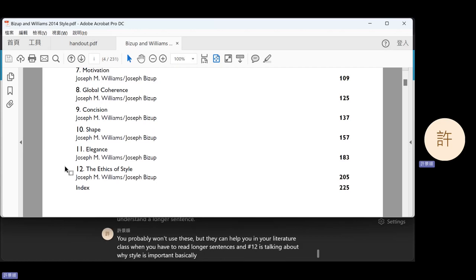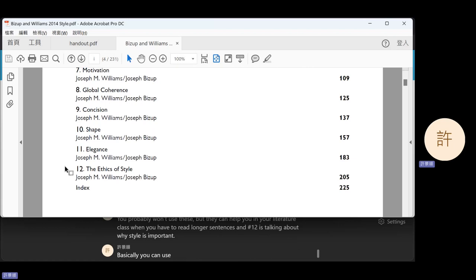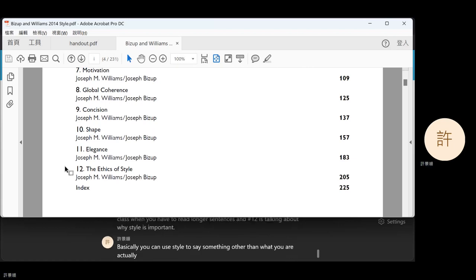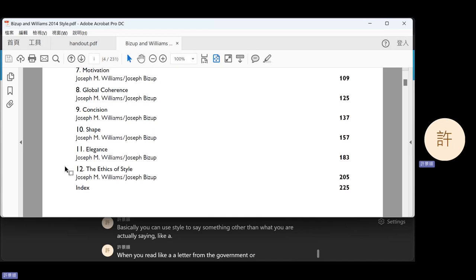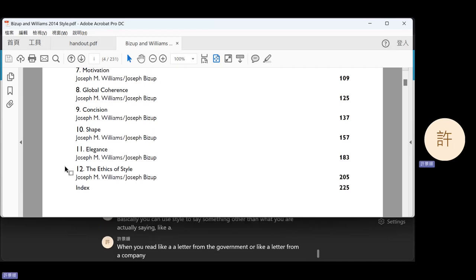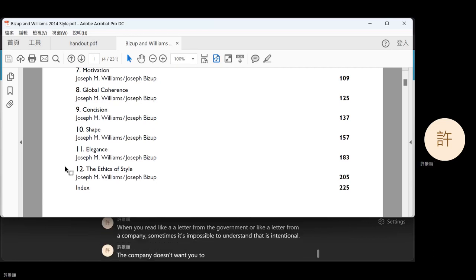Basically, you can use style to say something other than what you are actually saying. Like when you read a letter from the government or a letter from a company, sometimes it's impossible to understand. That is intentional. The company doesn't want you to understand. And that's a question of style.